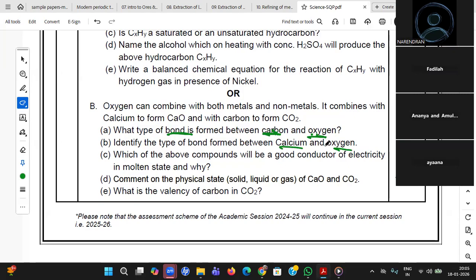Calcium is a metal, oxygen is a non-metal. Metal and non-metal, ionic bond. Okay, very good. Very good, Fadila.